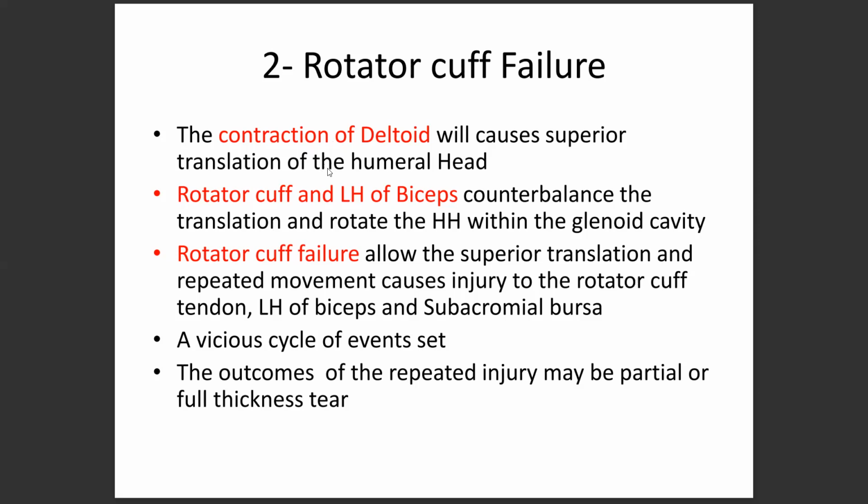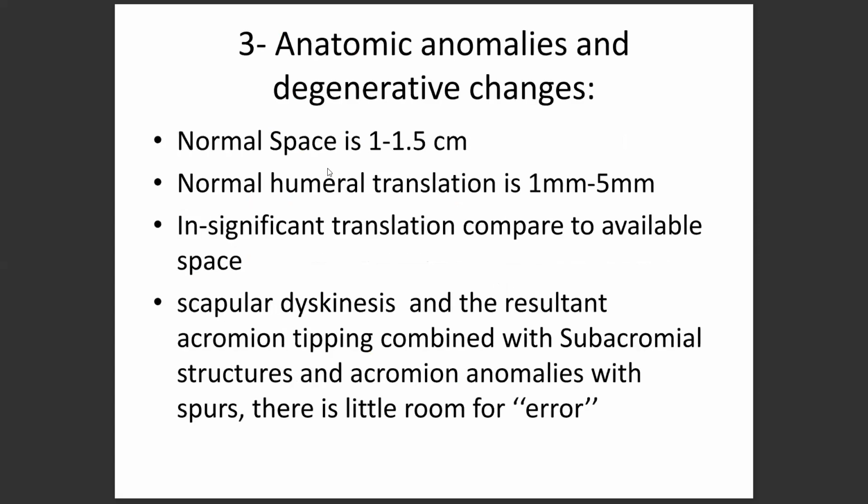So the outcome of the repeated injury may be a partial or full thickness tear, and this is the end result. This further injury to the rotator cuff ends when there is complete rupture of the rotator cuff tendon, specifically the supraspinatus tendon.